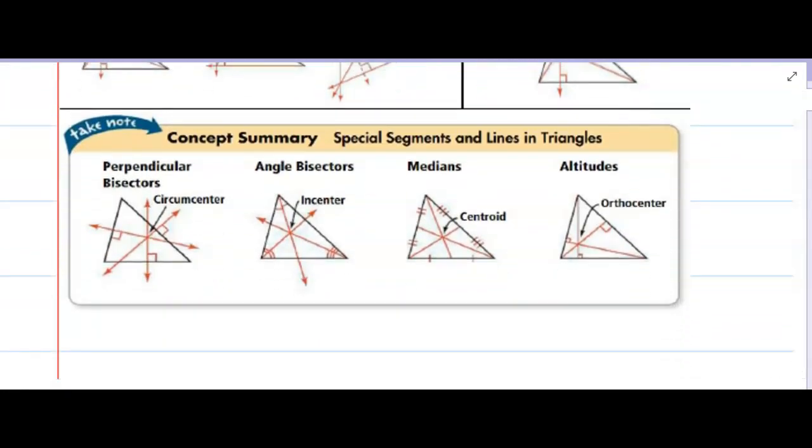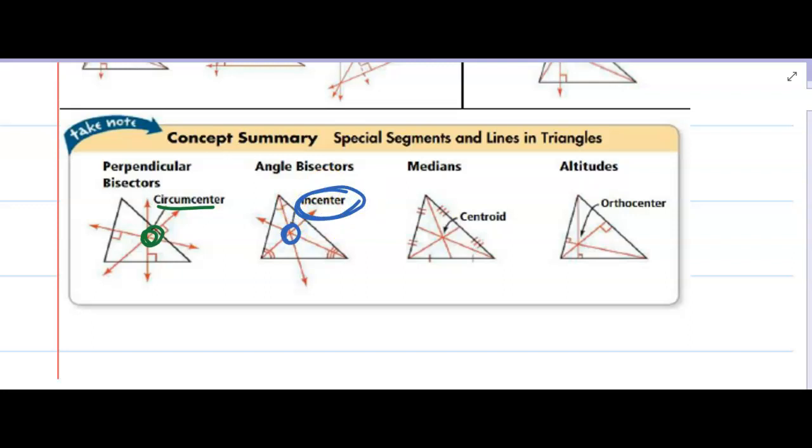Okay, so to review, we've talked about different segments that we can have in triangles. The first segment is the perpendicular bisectors. If you take the perpendicular bisector of each side, they are going to cross at a point. That point is called the circumcenter. Then we have angle bisectors, the segments that cut the angles in half. That point is called the incenter.